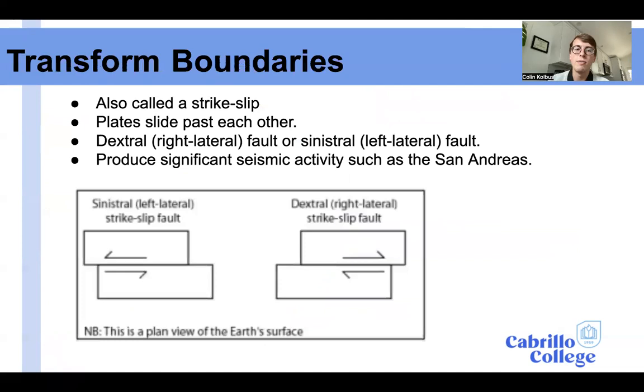Then finally, we have our transform boundaries. So we've covered convergent boundaries, divergent boundaries, and now transform boundaries are when plates are sliding past each other. This is called a strike-slip boundary as well. They can be split into two different types. You have dextral faults and sinistral faults. So if you stand on one side of the plate and you look across at the other plate and it's moving to the right from your perspective, it's called a dextral fault. If you're looking at it and it's moving to your left, it's called a sinistral fault.